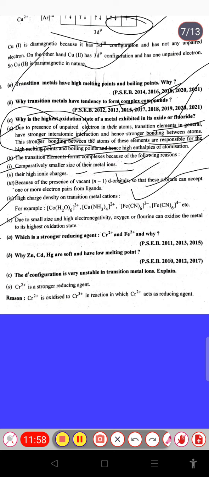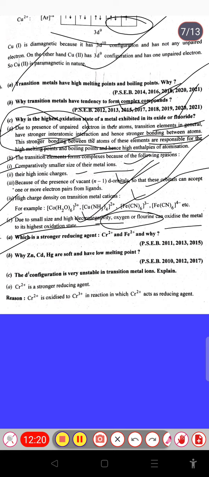Next question: why is the highest oxidation state of a metal exhibited only in the oxide or fluoride? Due to the small size and high electronegativity of oxygen and fluorine, they can oxidize the metal to its highest oxidation state. So this is the answer.